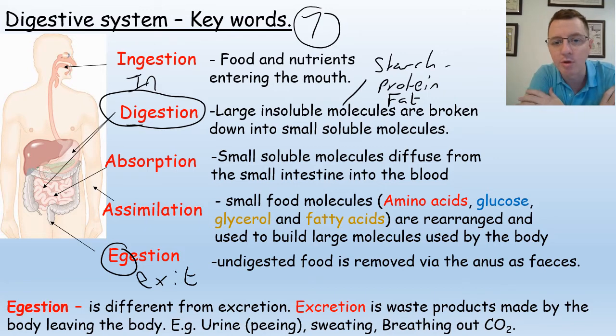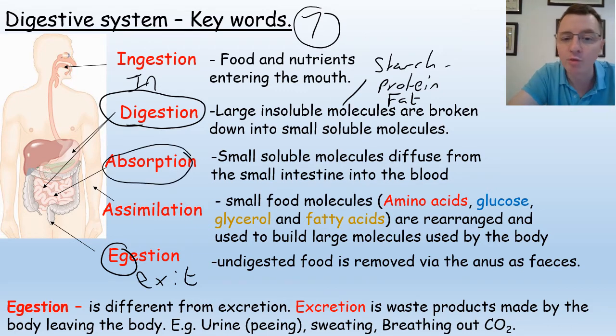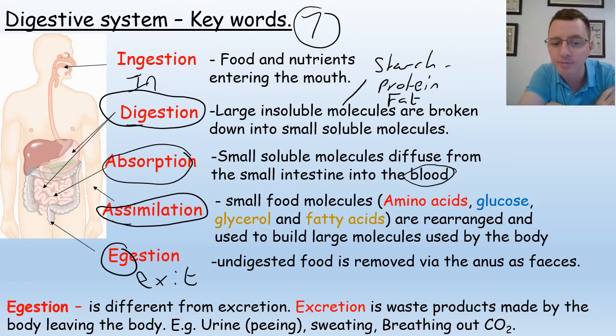Once we've broken down these molecules, they are soluble, so they can dissolve in water. And the next phase can happen, which is absorption. And that's when these small soluble molecules can diffuse from the small intestine into the blood and be carried around the body. Once these small molecules, the amino acids and the sugars and the fatty acids and glycerol, are being carried around the body in the blood, we then have the next step, which is assimilation, where these small food molecules are rearranged and used to build the large molecules used by the body.